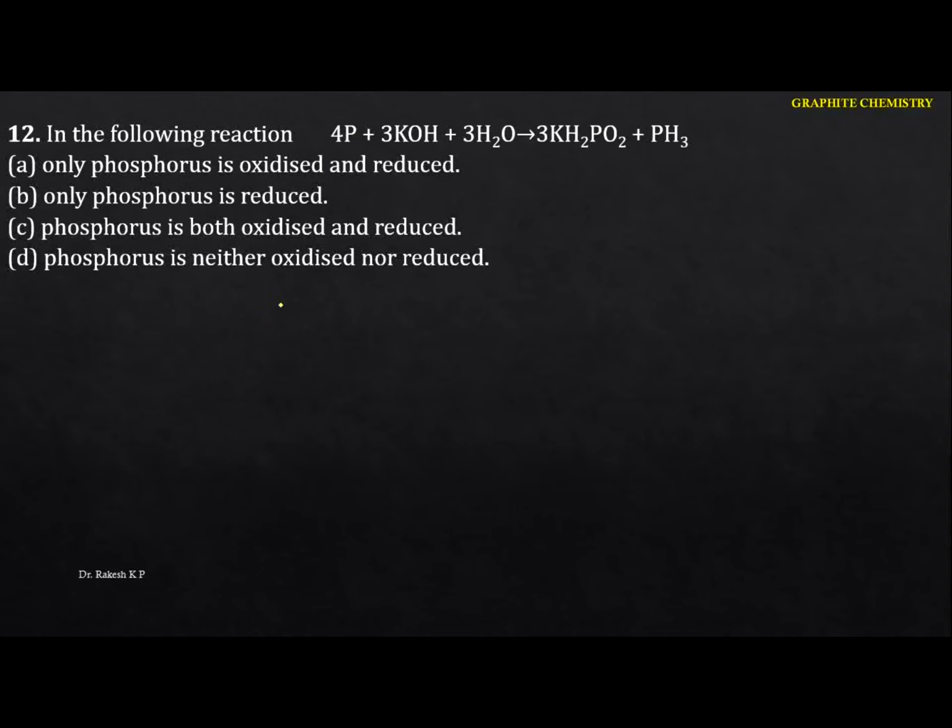So this is P4 plus potassium hydroxide. I'm going to balance this one here. This is 3H2O, which gives you 3 KH2PO2, which is nothing but potassium hypophosphite, and also what you got is phosphine.